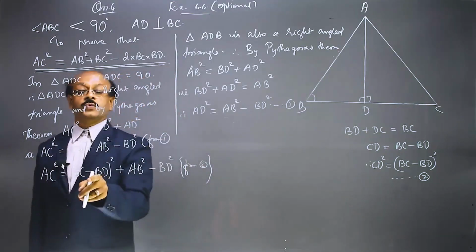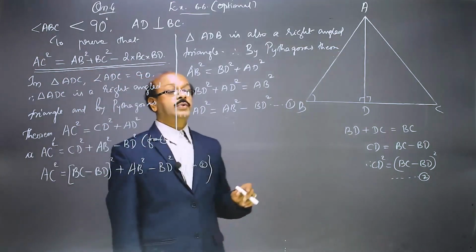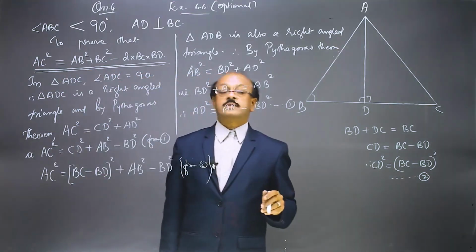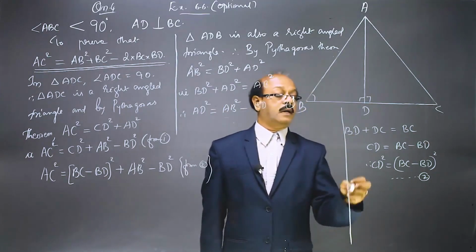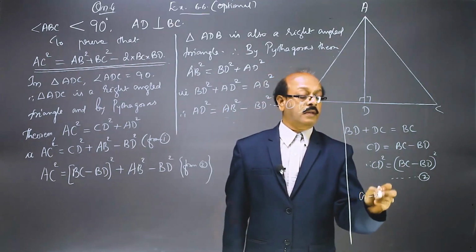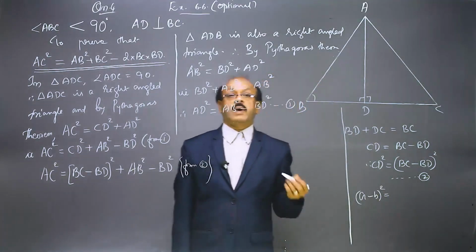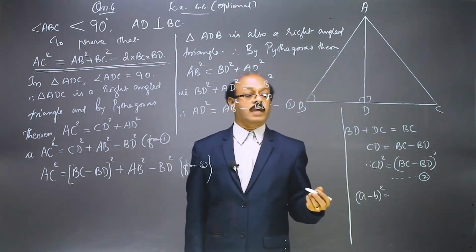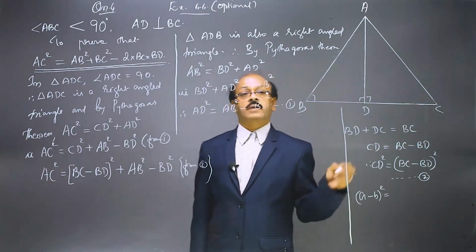Now we have to use an identity here, that is A minus B the whole square. We are using the identity A minus B the whole square, which is equal to A square minus 2AB plus B square. We can write it as A square plus B square minus 2AB.